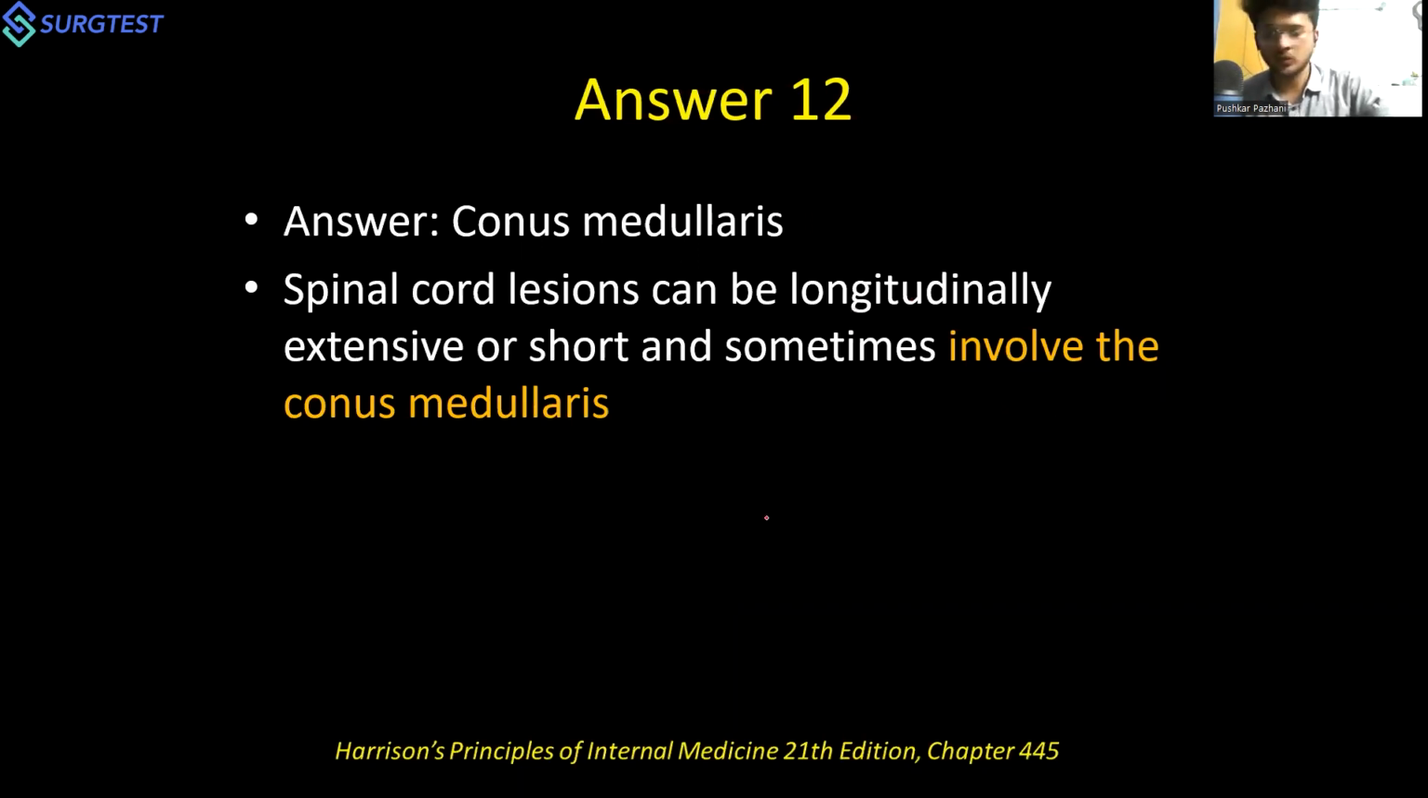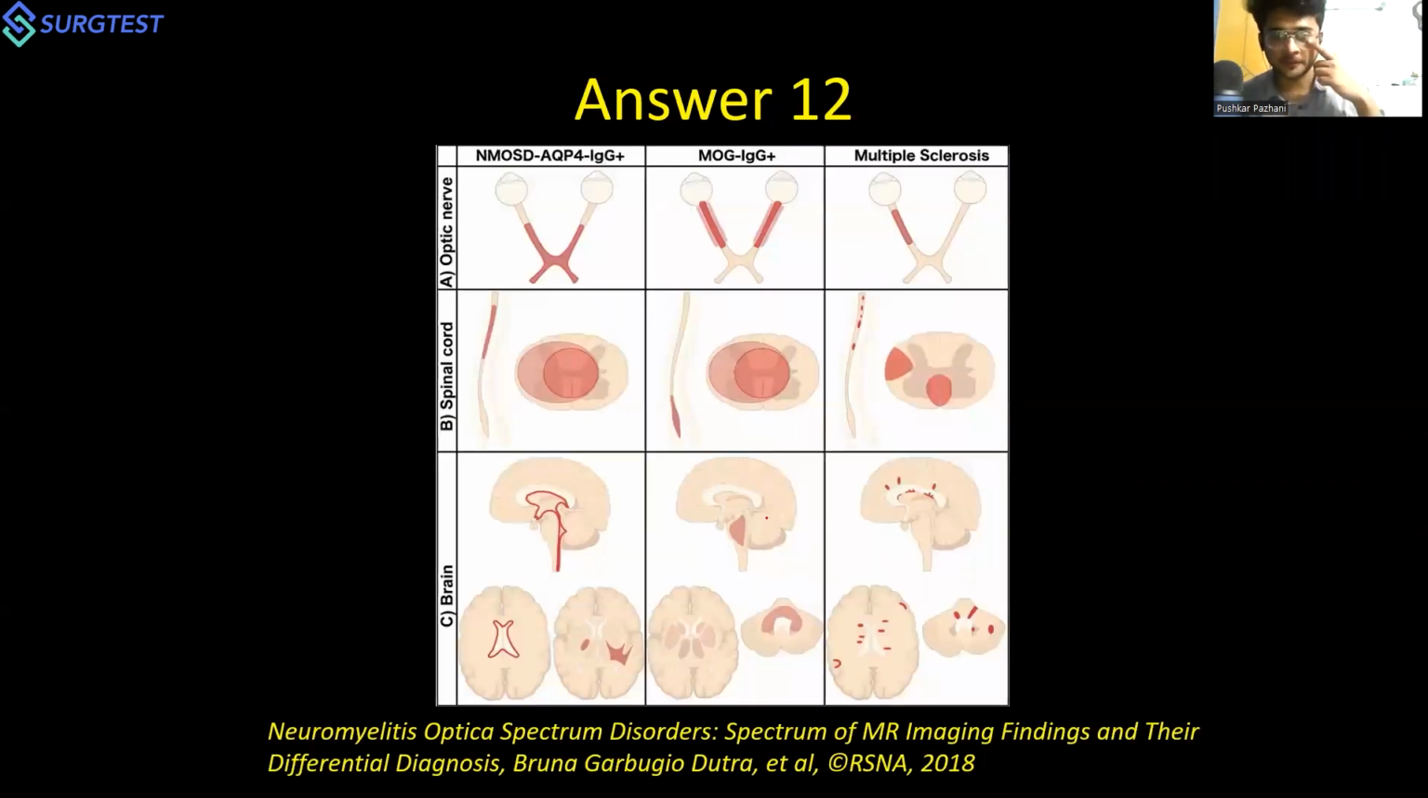But I just wanted to open another article I had taken from RSNA, which was published in 2019. It's a very beautiful diagram which summarizes the optic nerve, spinal cord, and the cerebral involvement for NMOSD, MOG, and multiple sclerosis. I'll just rush through because this is important for those who are going to give NEET-SS. I'll not take much more than 5 minutes.